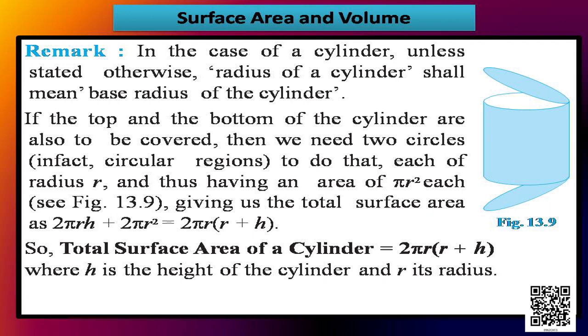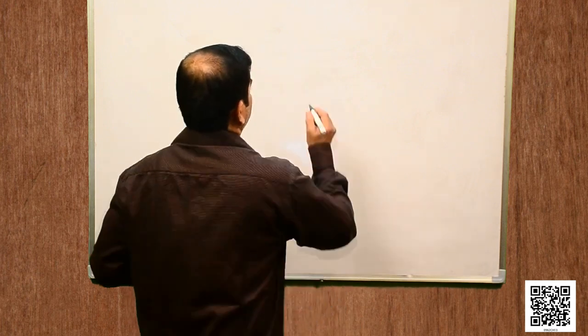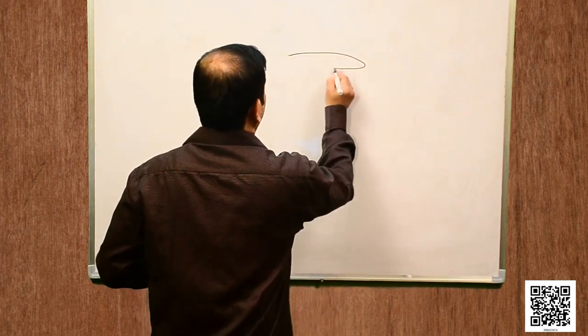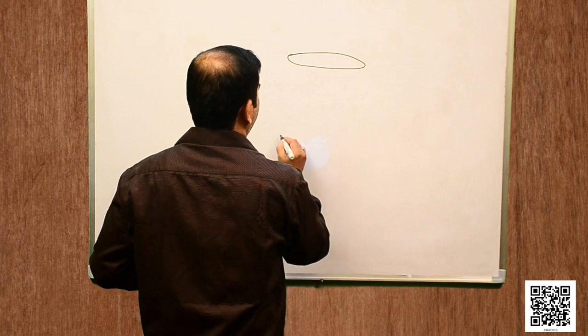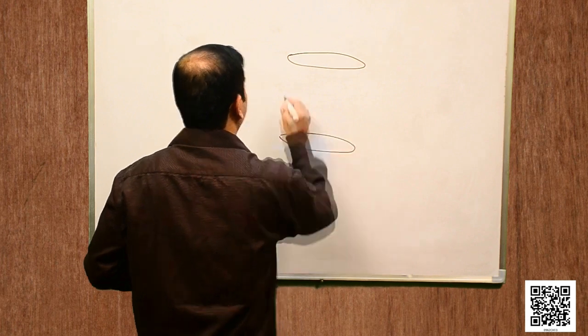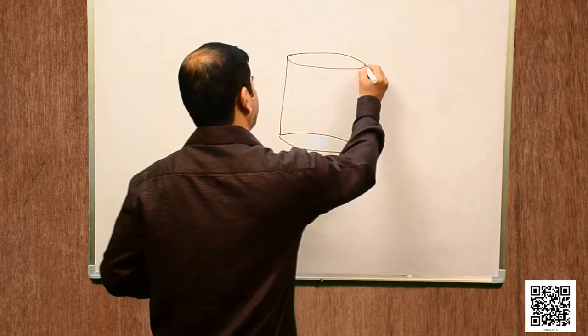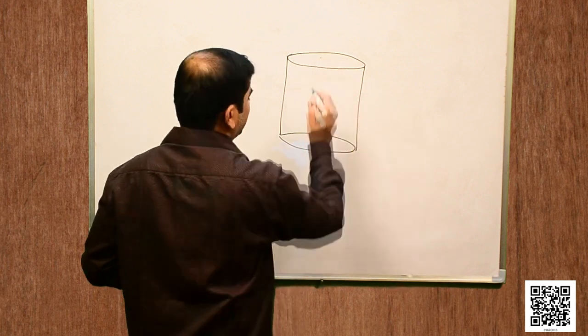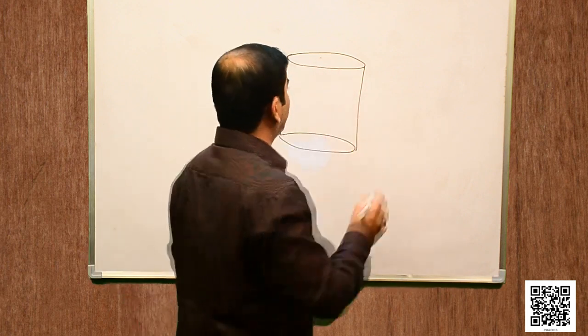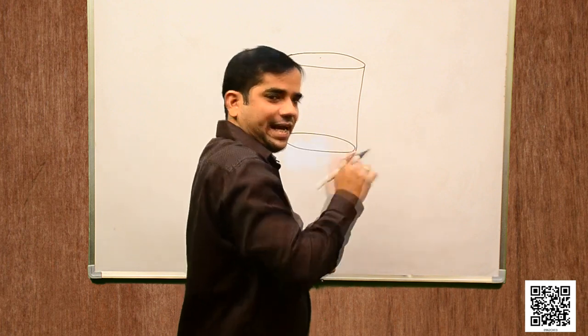Previously, it was a case of open cylinder. If top and bottom are to be covered, what should it be? See, top of a cylinder is also circular and bottom of the cylinder is also circular. That means if they are also to be covered, they will give us their area.